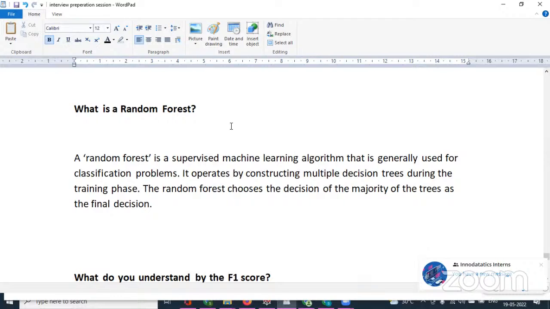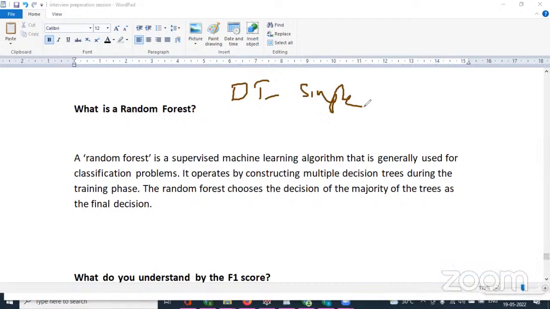So in the random forest, we'll be using multiple trees. In the case of a decision tree, we will be using a single decision tree, and in the random forest, that is why it is called a forest, we will be using multiple decision trees.